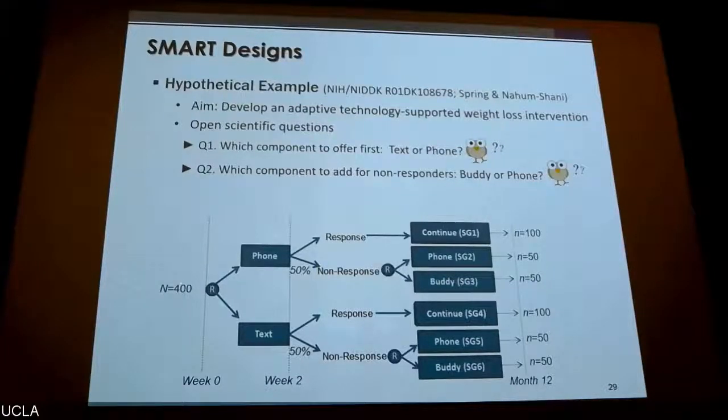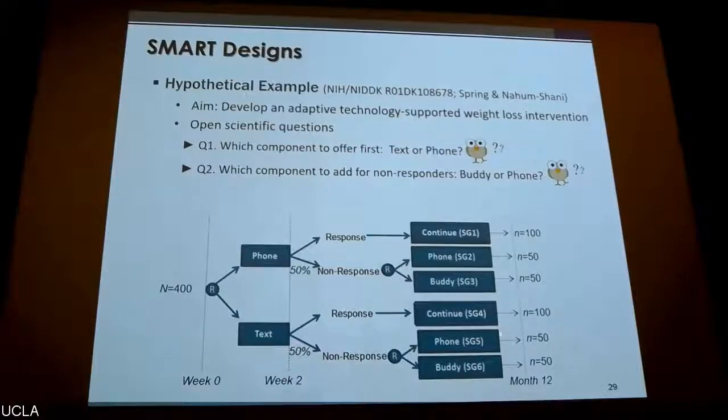At the beginning of the program, I take my 400 people. I randomize them equally with 0.5 probability to either phone coaching or text messages. And then I take my non-responders at week 2. I'm assuming that 50% will be non-responders. I'm making this assumption based on existing data. And then I take my non-responders and I re-randomize them in both arms to either phone coaching or body training. You see that? This design will result in 6 individual experimental conditions, 1 to 6.